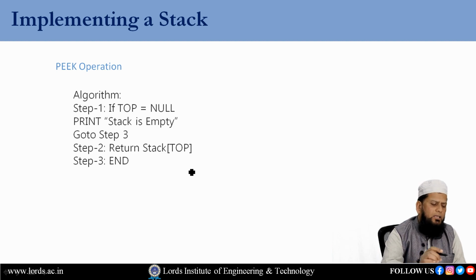Okay, so now here you can see if top is equal to null, then we will print the message stack is empty and then come out of the program. Otherwise, we go to step number 3, and then here we return stack of top, because we know that the element which is removed is always the topmost element. So here we are going to return the topmost element from the stack and finally come out of the program.